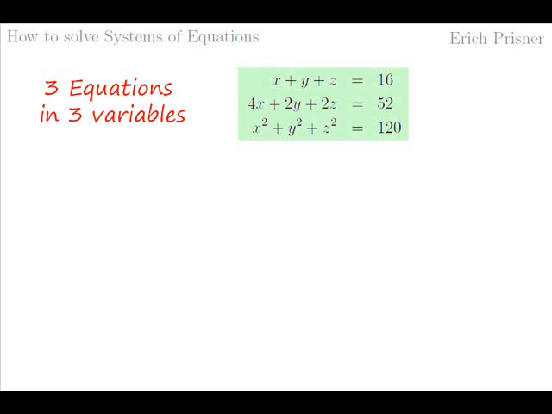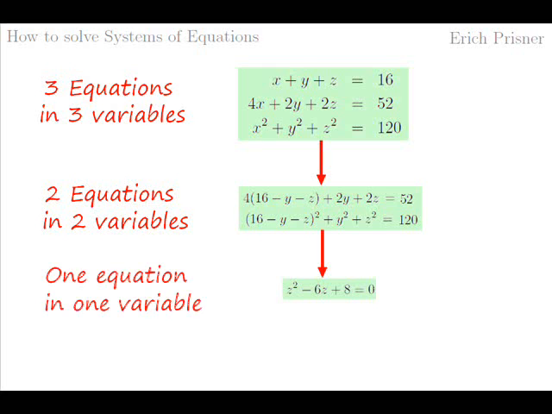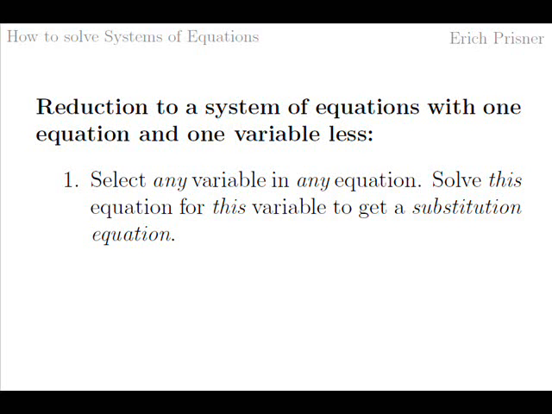We still use the substitution method. The key is to reduce this three equation, three variable system into a two equation, two variable system, and then reduce this two equation, two variable system into a one equation, one variable system as before. So here's how to reduce a system of equations into a system having one equation less and one variable less. Number one, select any variable in any equation, solve this equation for this variable.